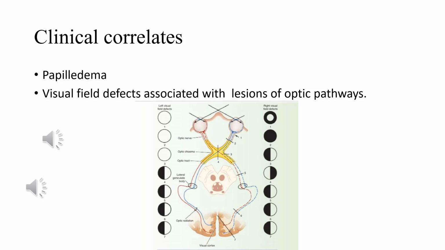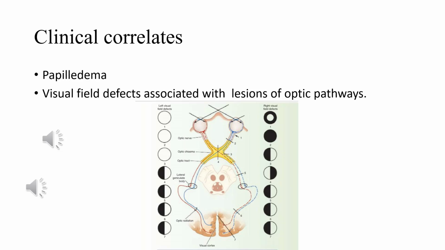So these fibers then form the optic nerve, and in the optic chiasma, the nasal fibers, which are carrying the temporal field of vision from each side, are crossed and form the optic tracts along with the nasal field of vision carrying fibers of the same side.